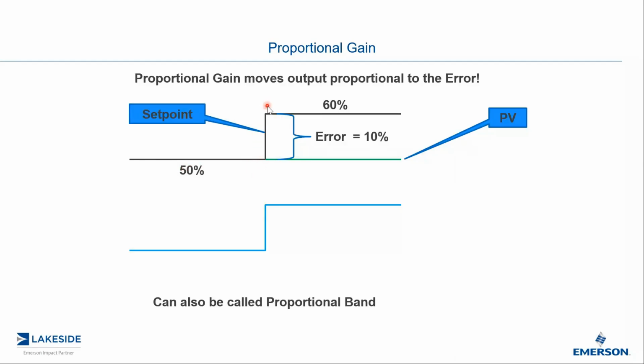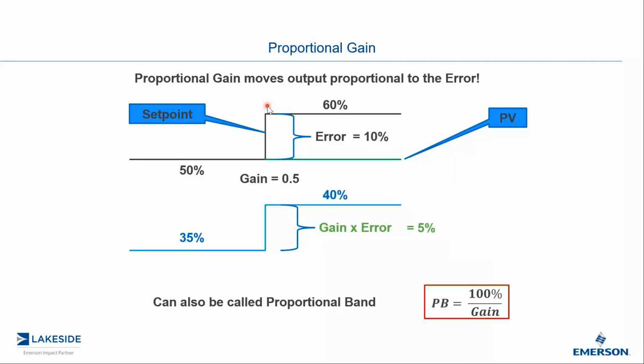And then suddenly I make a set point change from 50 to 60%. So now I have an error of 10%. So proportional will move the output proportional to the error. Now let's put some numbers on here. Let's say my gain is 0.5. So what happens is that if my output of my controller starts at 35%, when I change my set point, I get an error of 10%. 10% times 0.5 is 5%. My output will move to 40%. It will actually change by 5%.